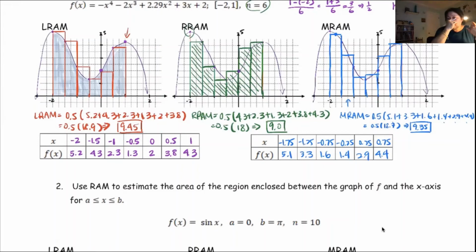Okay, so when is this useful? Because I'm sure the thought in your mind is, if we have calculus and we have the function itself, we really don't need this LRAM, RRAM, because calculus allows us to figure out the area between the curve and the x-axis, and we're going to learn how to do that in lesson 6.4. So when is this useful? There are cases where we don't have the function, where we are only given the data points, right?